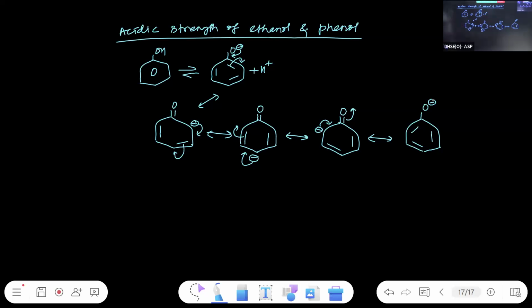Now what will we say? Phenol is more acidic than alcohol because the phenoxide ion formed can be stabilized by resonance, which is given here, whereas the alkoxide ion cannot be stabilized by resonance. Note it down, students.